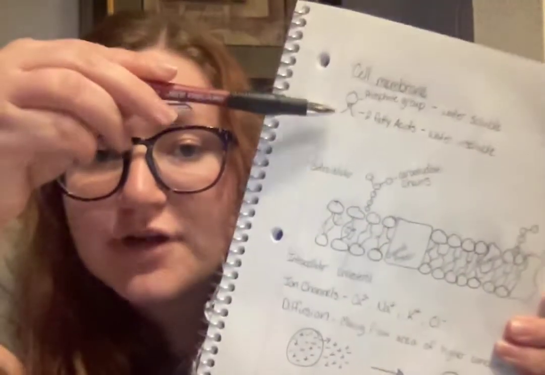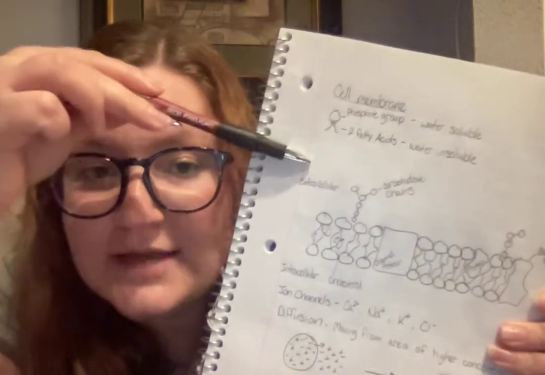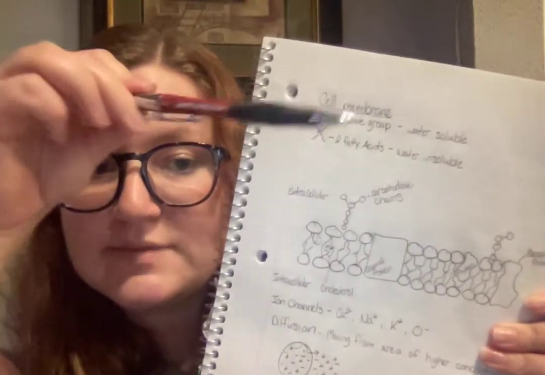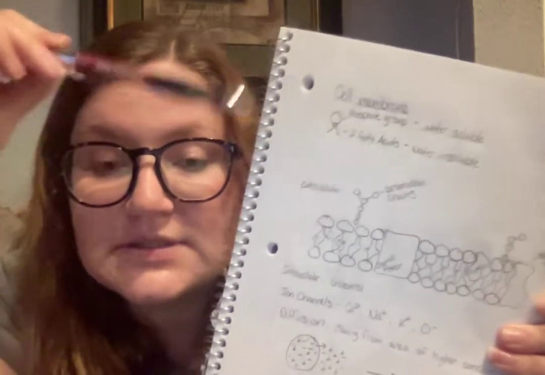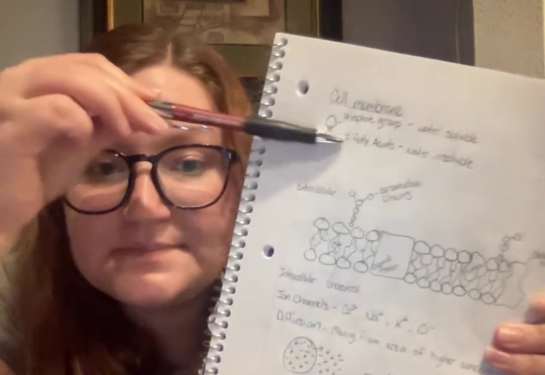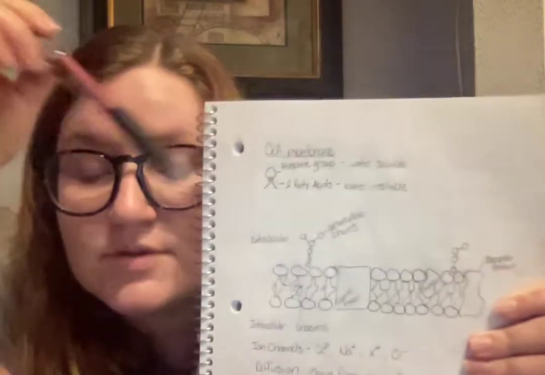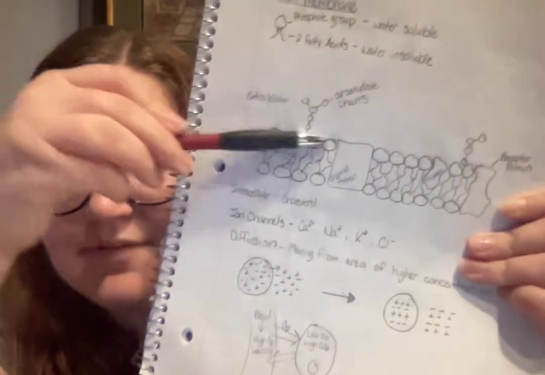So, our cell membrane is a selectively permeable phospholipid bilayer. What that means is that it's going to direct what can come in and out of the cell, and the phospholipid bilayer is just two rows of what we can see here, my rough drawing of a phosphate group and two fatty acid chains. So the phosphate group is water soluble, so it's going to be the one that's facing the outside. And then the two fatty acids are water insoluble, so they're going to be facing the inside, giving us this phospholipid bilayer where everything's protected going in.